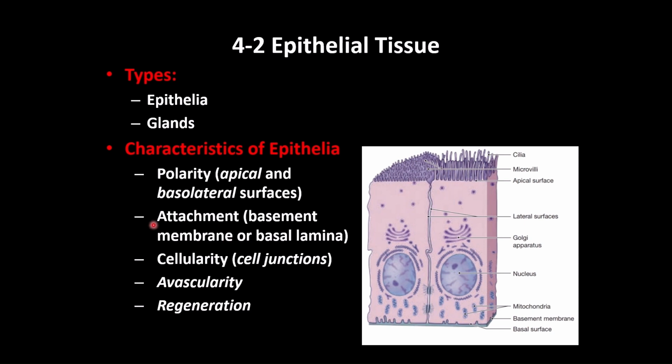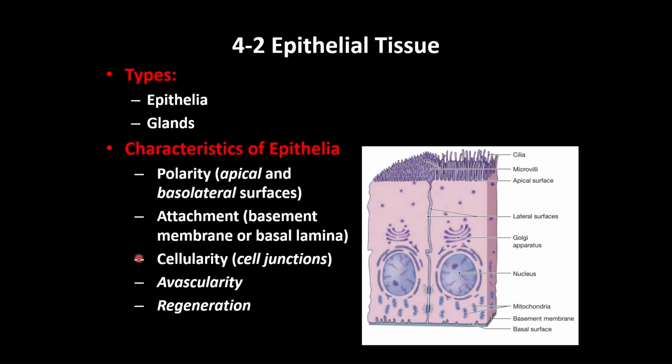Then there is attachment to the basement membrane. This is the lowest part. Epithelial tissue can have one or more than one layer. The lowest, or deepest, layer is attached to a structure, not a tissue, that separates the epithelial tissue from the connective tissue. It's located here, and the basal surface is attached to that area.